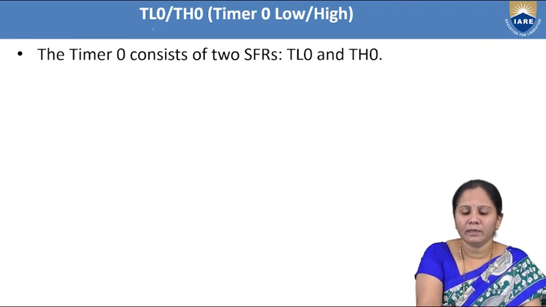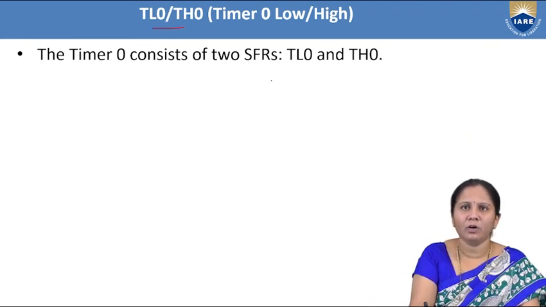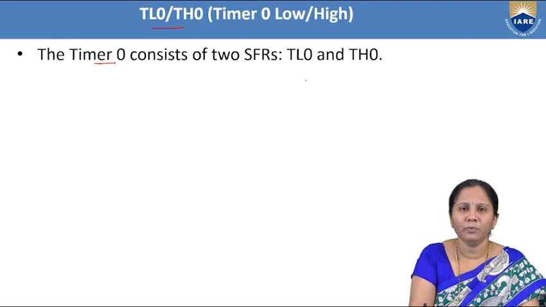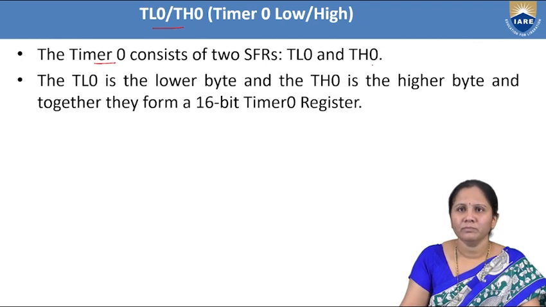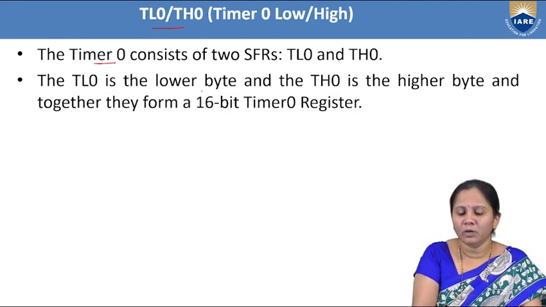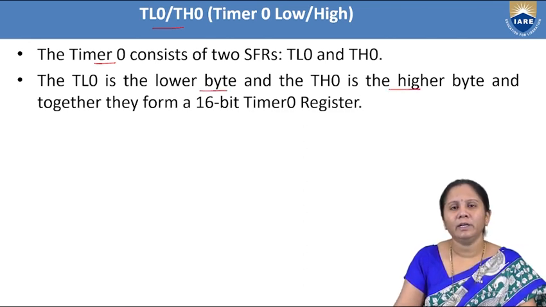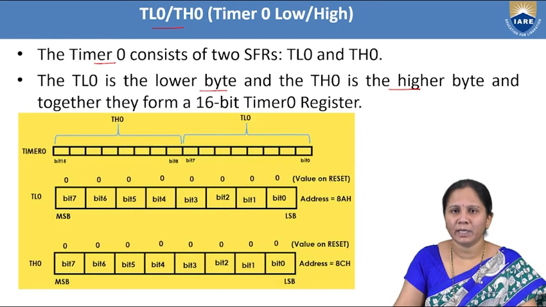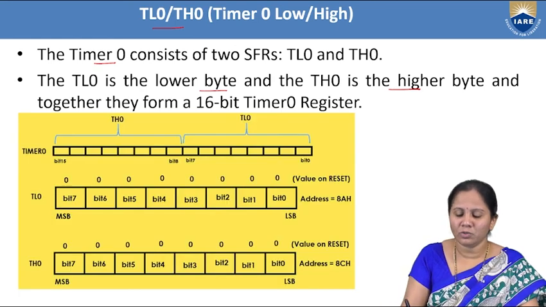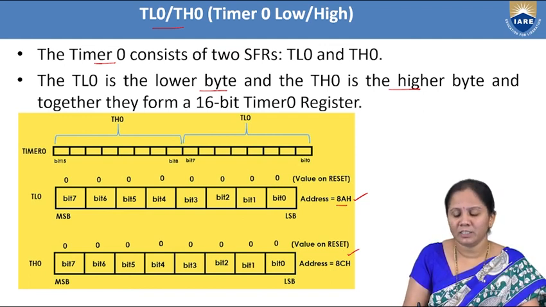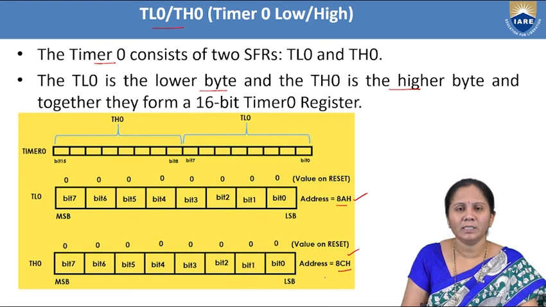Other data registers are TL0 and TH0. TL0 and TH0 are 8-bit registers that are related to timer 0. TL0 holds the lower order byte and TH0 holds the higher order byte, and these together form the 16-bit timer 0. These are the general formats of TL0 and TH0, which are available at the addresses 8AH and 8CH.